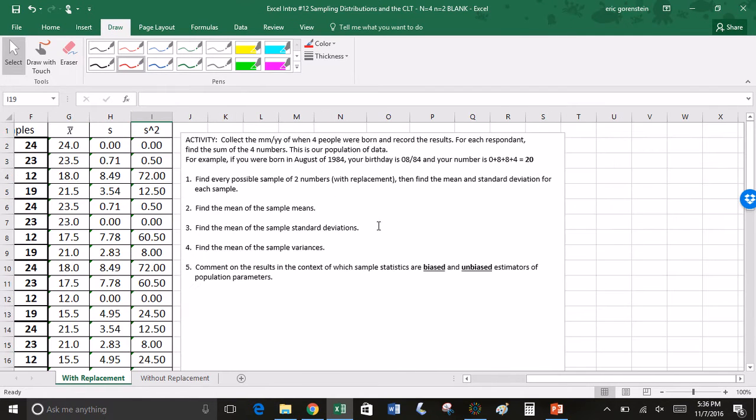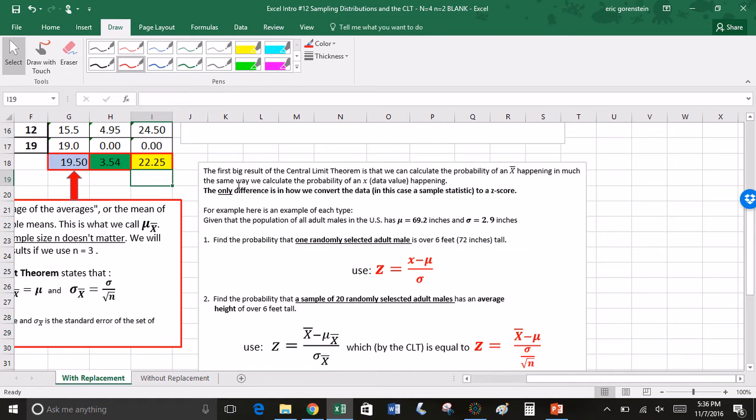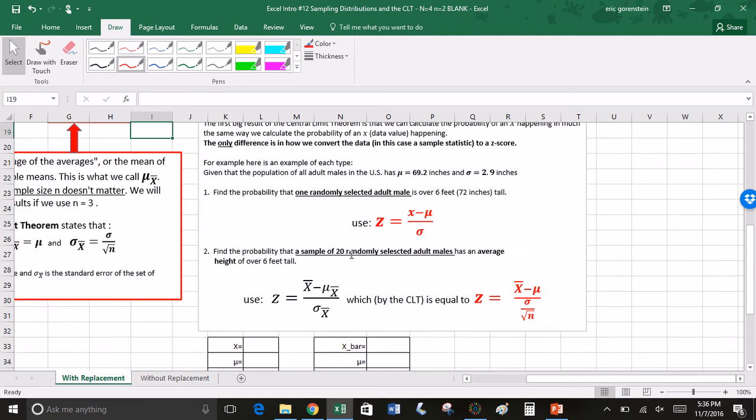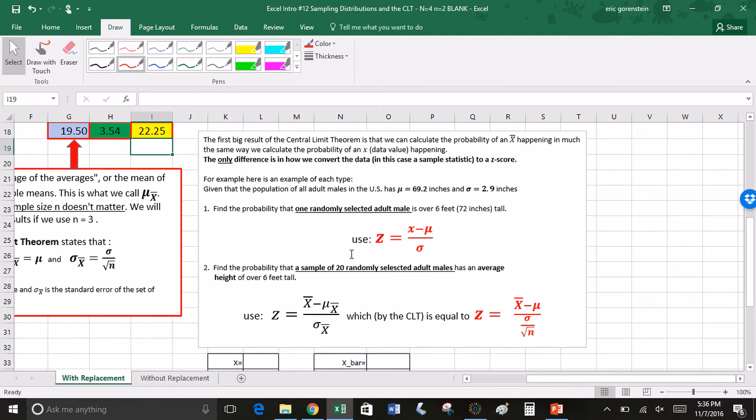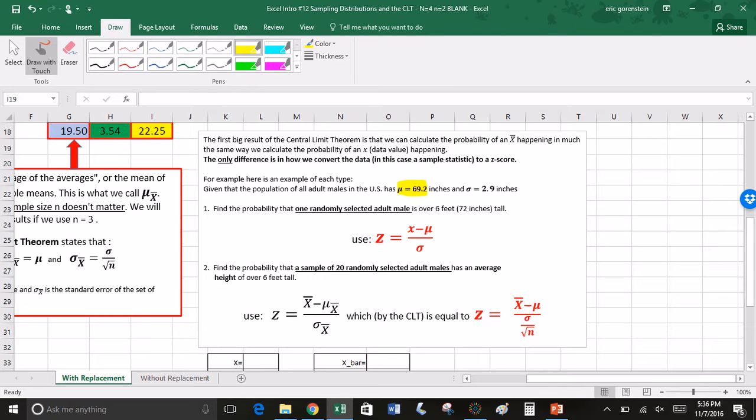Okay, the second thing I want to do here is apply the central limit theorem. So in this example, you'll see I have two problems, both having to do with the height of a randomly selected adult male or a group of randomly selected adult males. You're given the population mean and the population standard deviation. That means we're using the normal distribution z-scores.